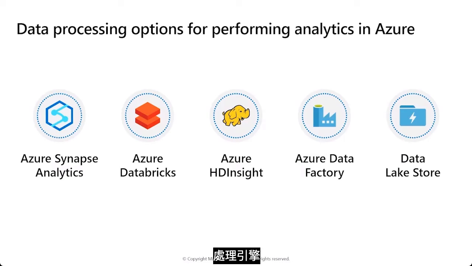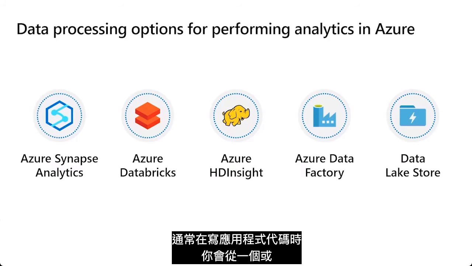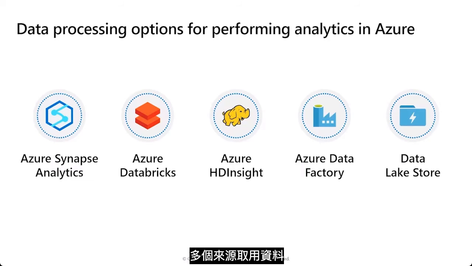The processing engine is provided by Apache Spark. So Spark is a parallel processing engine that supports large-scale analytics. You typically write application code that consumes data from one or more sources, merges, reformats, filters, and remodels this data, and then stores the results.